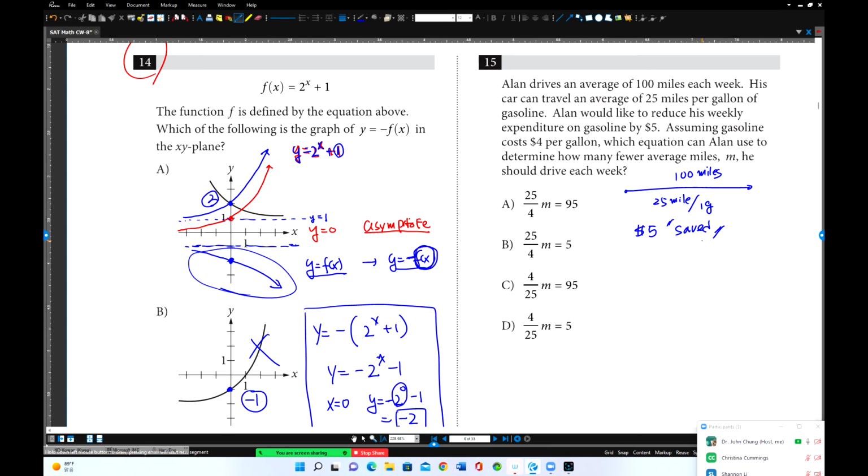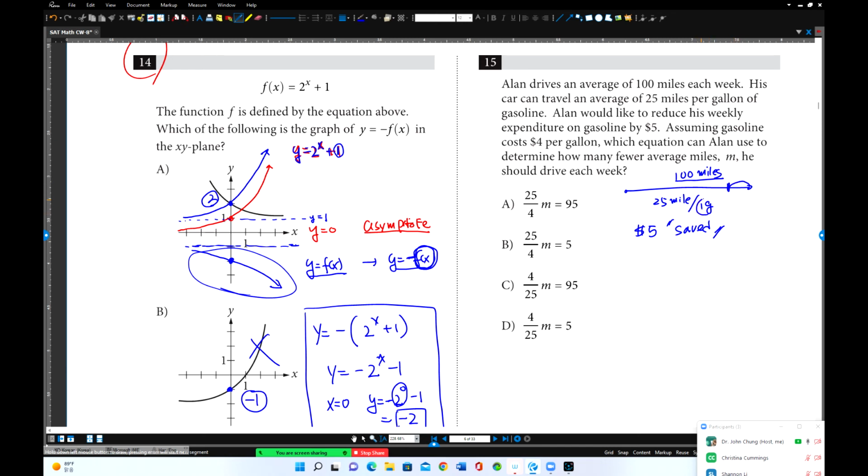So which equation can Alan use to determine how many miles he's going to drive? It's going to be less than 100 miles to save $5. So how many miles is he going to drive? It's going to be less than 100. At 100 we cannot save any money. Less than 100 saves a little money there.